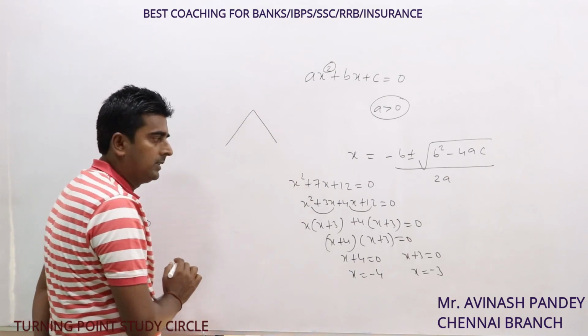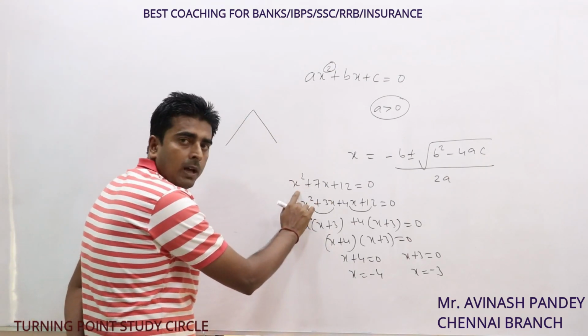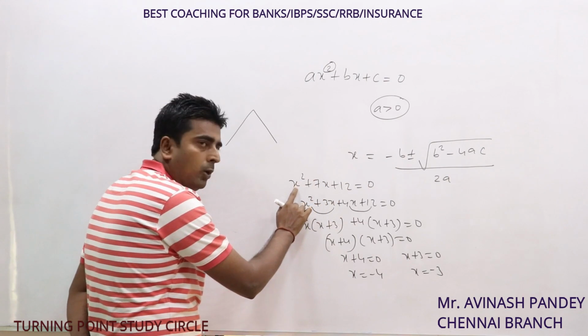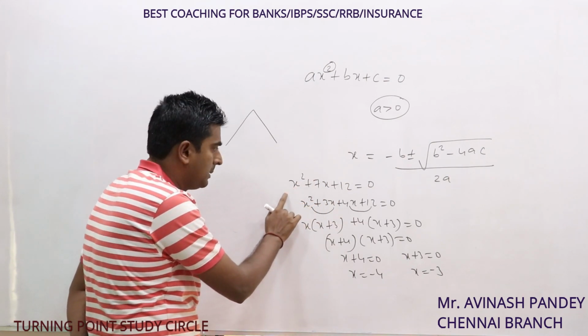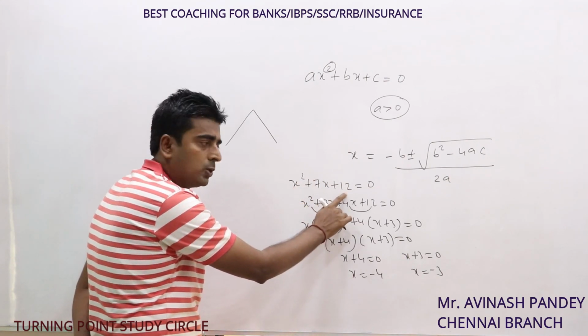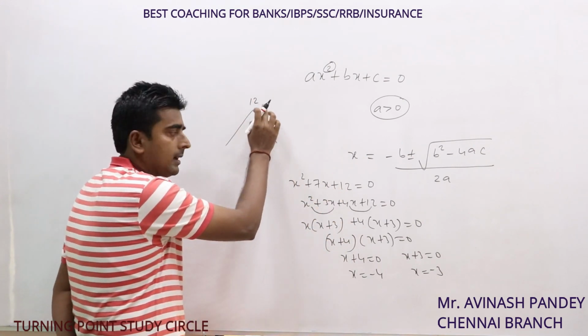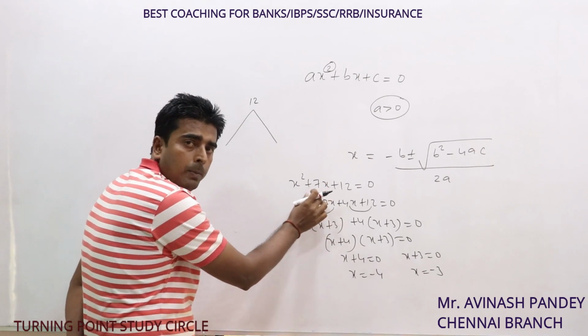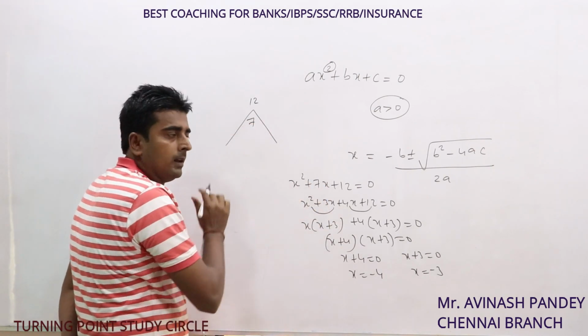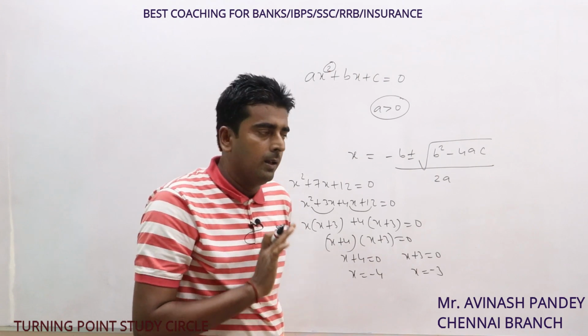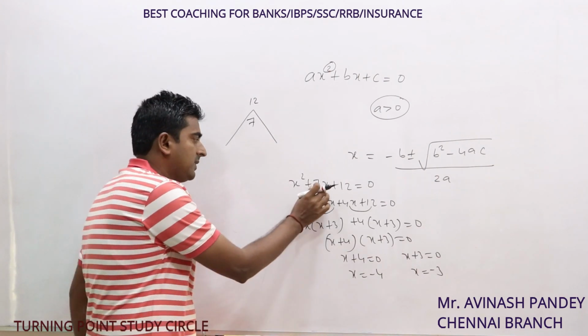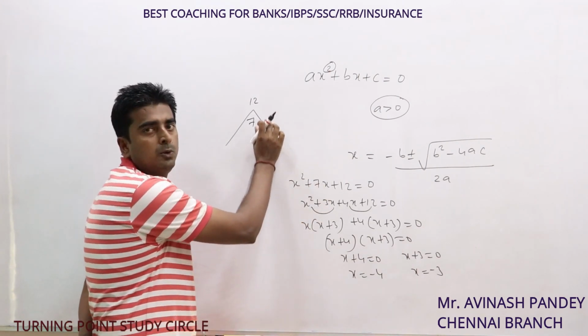I wrote a triangle like this. Multiply the coefficient of x square with the constant value. The coefficient of x square is plus 1, and what is the constant value? Plus 12. So plus 12 into plus 1 is plus 12. Write it down here. Then what is the coefficient of x? Plus 7. Write it down here. Now you need to find two numbers. When you add those two numbers, you should get plus 7. When you multiply those two numbers, you should get plus 12.